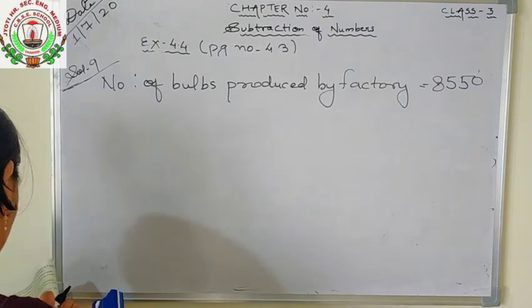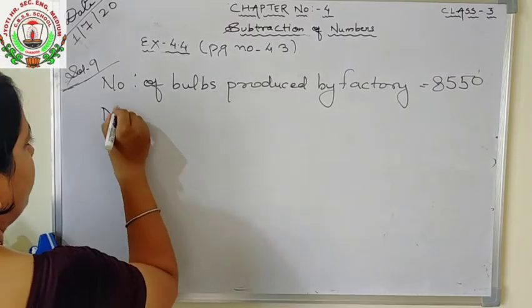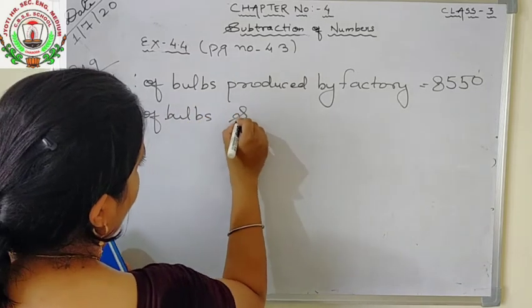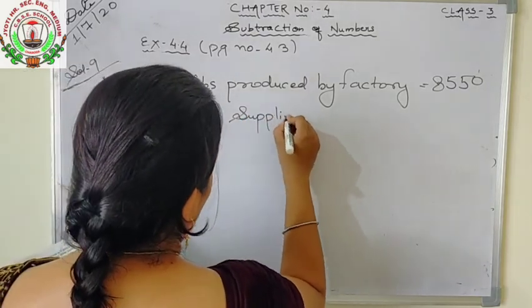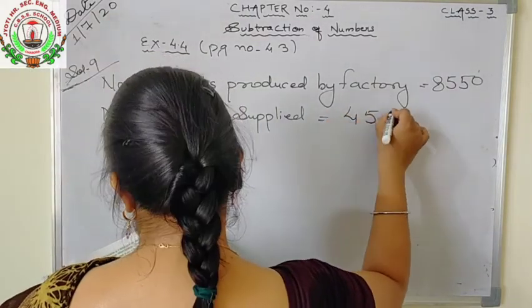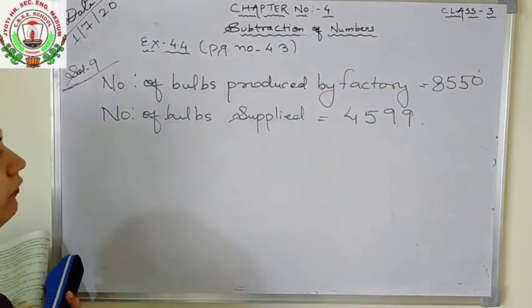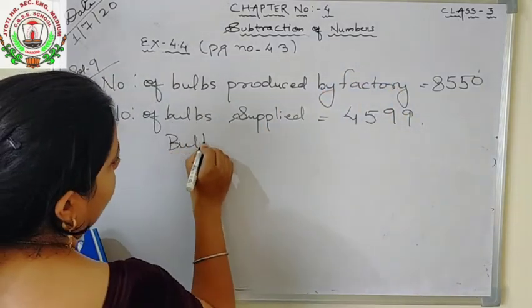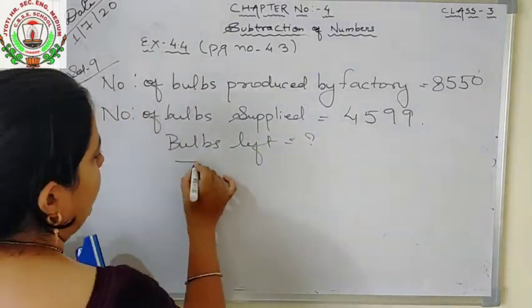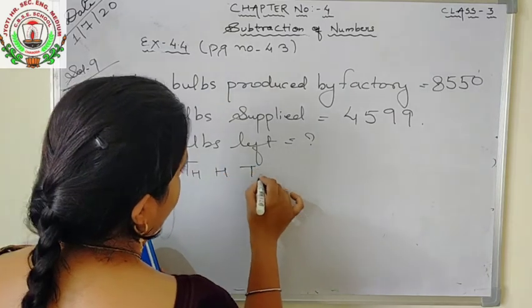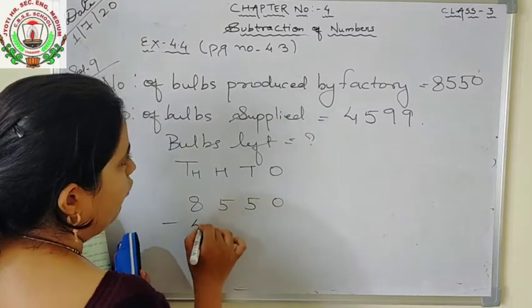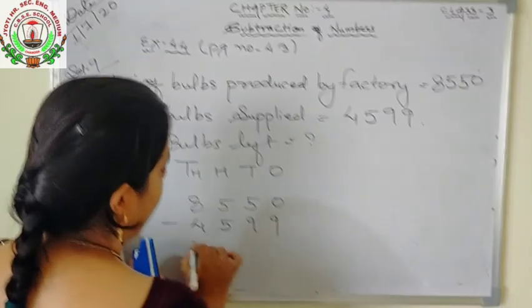Okay. Now next, out of them 4599 bulbs were supplied to the distributor. So number of bulbs supplied is equal to how many bulbs supplied? 4599. So what you have to find out? Bulbs left. How many bulbs were left? This you have to find out. How we will find? By subtracting the numbers. 8550 minus 4599.